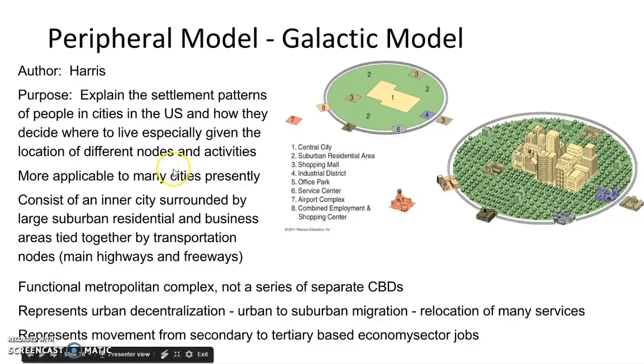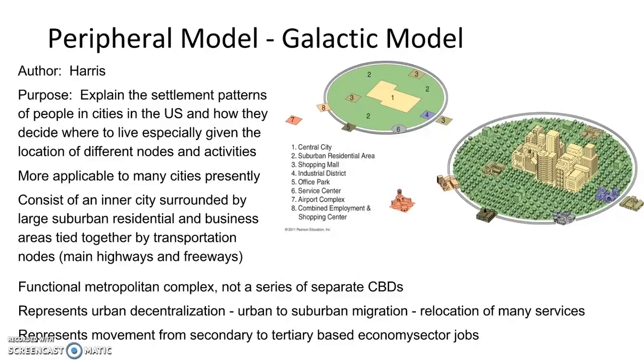So again, the city is surrounded by large suburban residential and business areas that are tied together by this transportation node, so major highways and freeways, and that it's a functional metropolitan complex, not a series of separate CBDs, and that it represents urban decentralization. Again, this urban to suburban migration trend. The urban to suburban migration pattern is the most common pattern in MDCs.